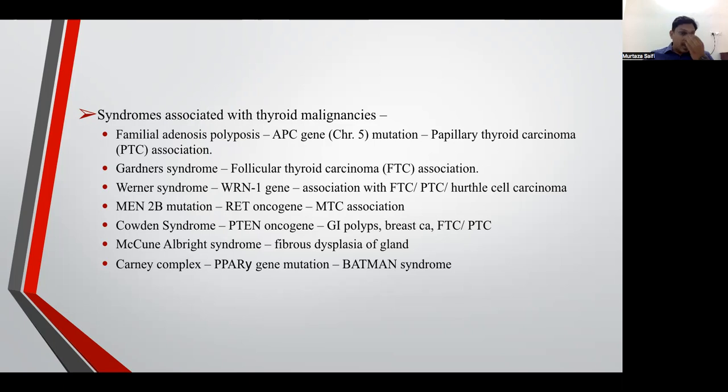Then McCune-Albright syndrome, fibrous dysplasia of the gland. Then Carney complex, PRKAR1A gene mutation, and Bannayan syndrome. So broadly, these are the syndromes associated with thyroid malignancies that you can remember.